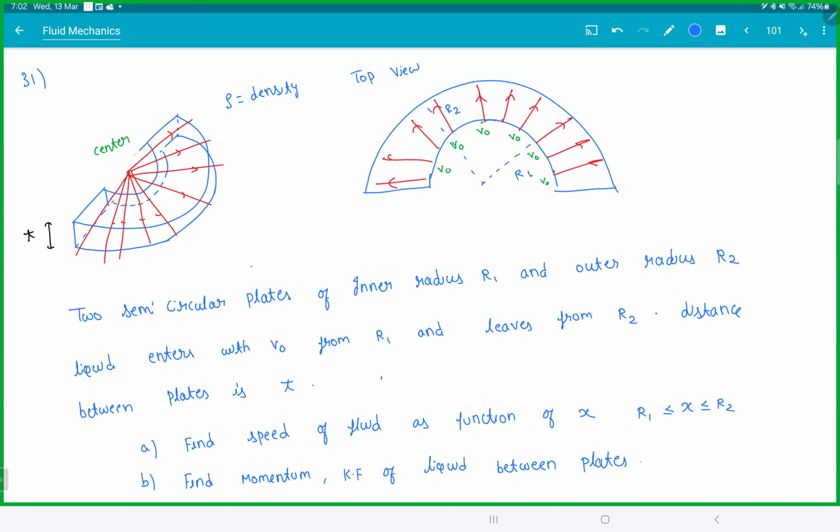Find the velocity as a function of x. That's an easy one. The momentum is a tough one. Again, what is the formula? A1 V1 is equal to A2 V2. I didn't teach you anything else. Where A is the area through which the liquid is flowing.